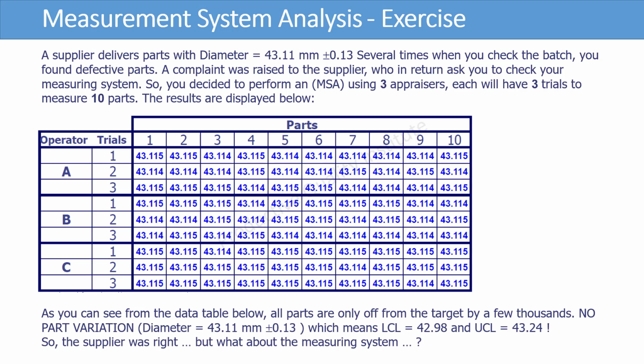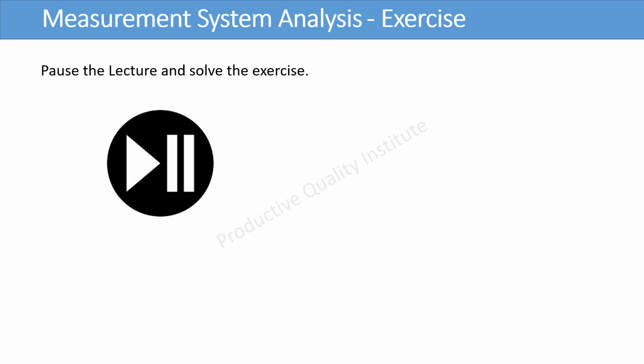As you can see from the data table below, all parts are only off from the target by a few thousandths. No part variation. Diameter is equal to 43.11 millimeters, plus or minus 0.13, which means LCL is equal to 42.98, and UCL is equal to 43.24. So, the supplier is right. But what about the measuring system? Please pause the lecture and solve the exercise.